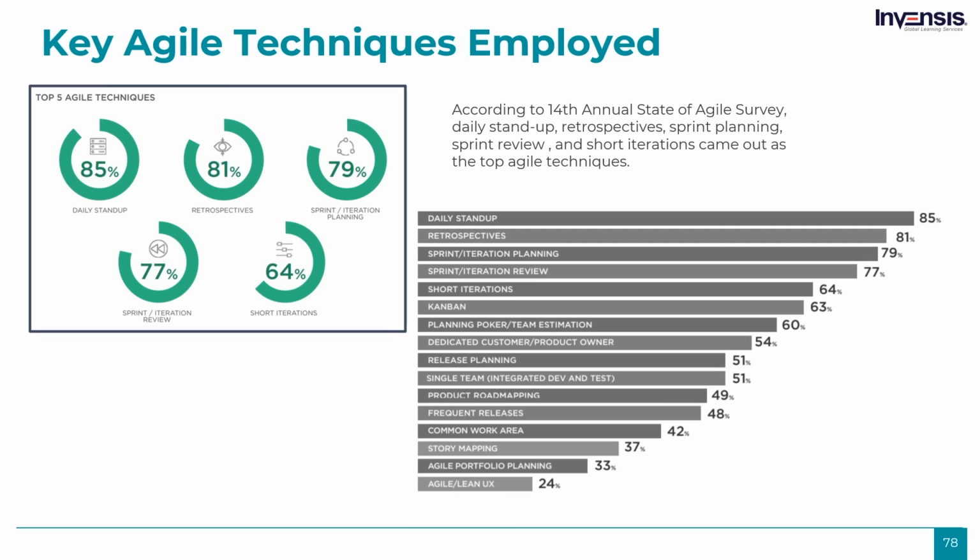A significant shift in Agile techniques occurred, as product road mapping increased 9% while release planning decreased 11%. The main reasons for this change may include a general increase in continuous integration, continuous deployment, and better defined program increment planning. According to the survey, the top 5 Agile techniques that help teams adhere to the 12 principles of Agile include daily stand-ups, retrospectives, sprint or iteration planning, sprint or iteration review, and short iterations.